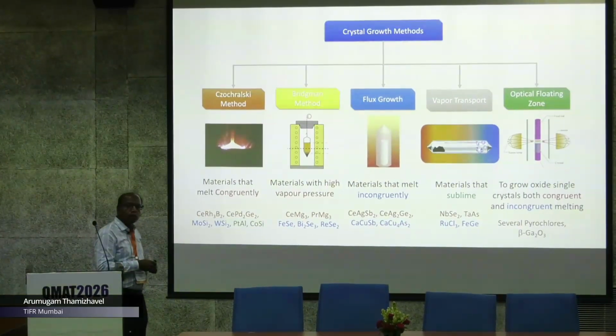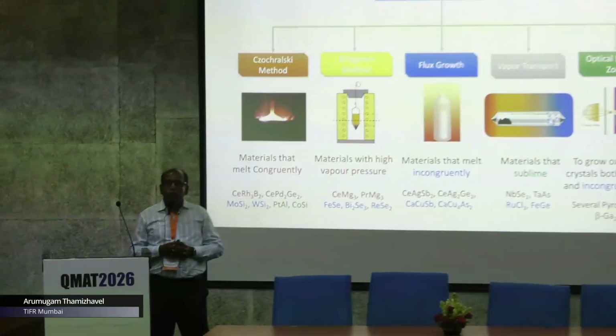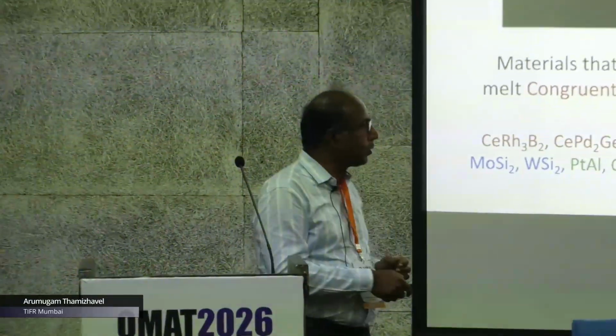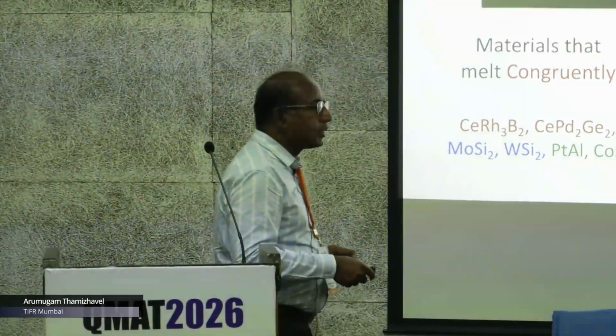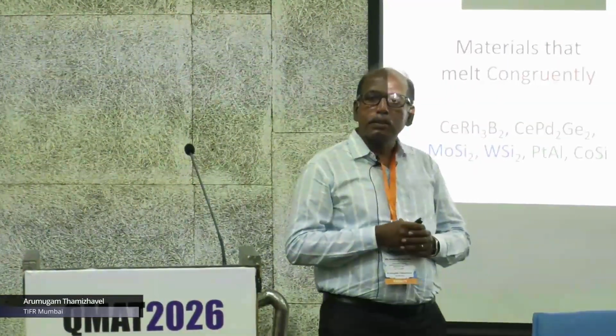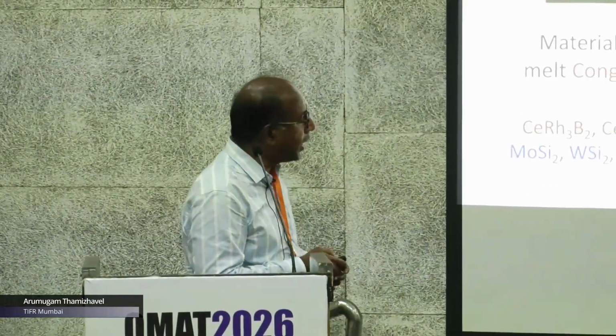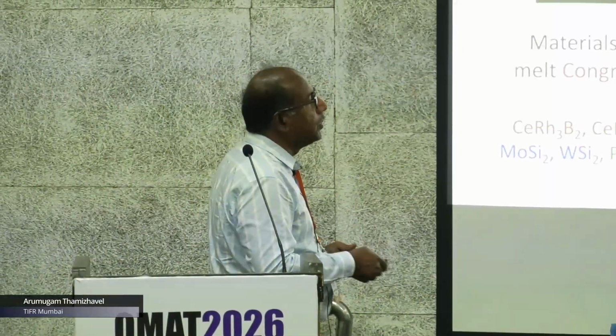And we have an optical floating zone where we can grow single crystals of oxide materials. So we have grown several of these pyrochlores, and we have grown beta gallium oxide single crystals using this optical floating zone furnace. So these are the facilities that we have in our lab to grow various intermetallic and oxide single crystals.